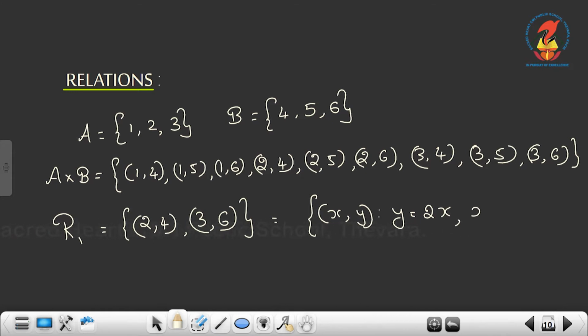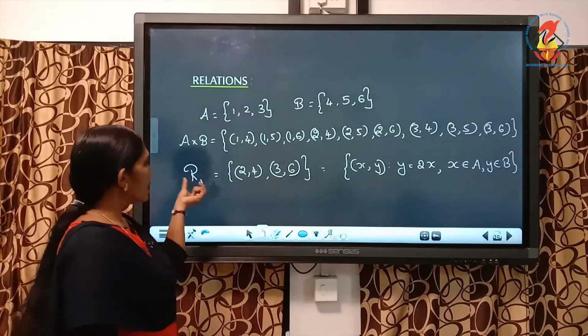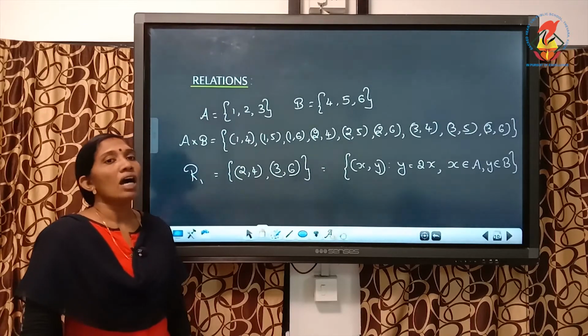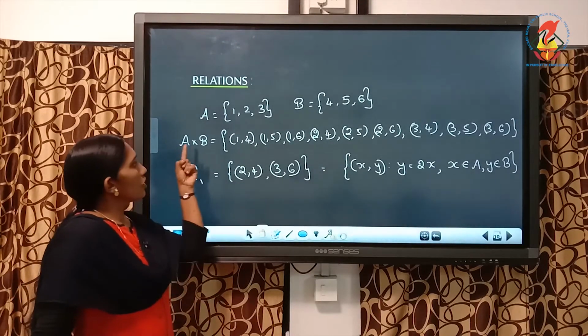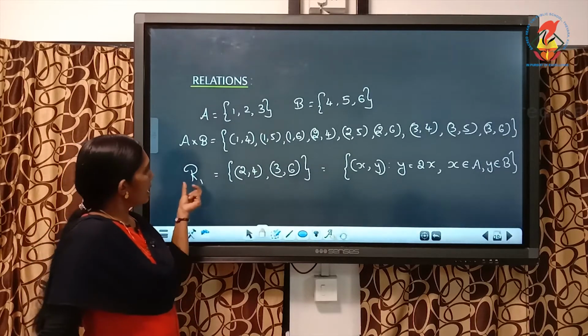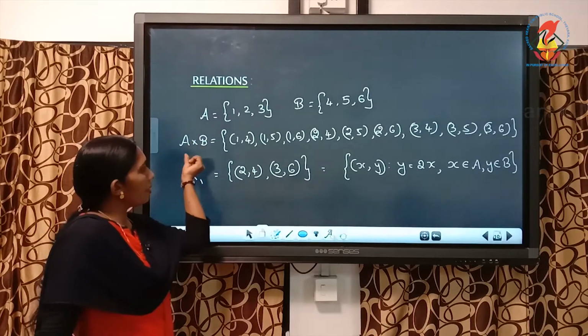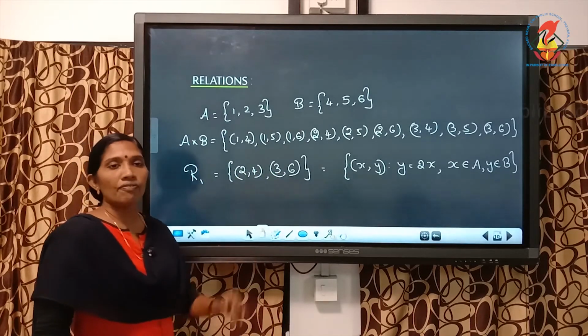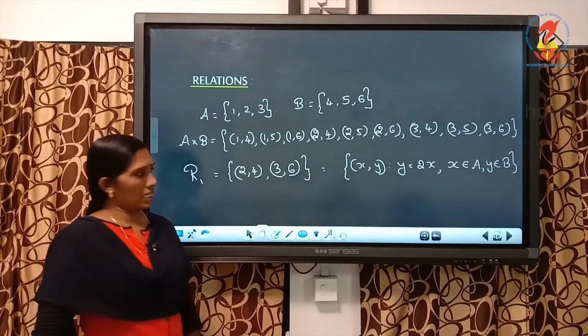Also you have to write from which set x is. x belongs to A and y is in B. This much you have to write. This is set builder form. So this R1 is a relation. Why is this R1 a relation? R1 is a subset of A cross B, so we can say that R1 is a relation from A to B, and we can find a relationship between the first and second element.